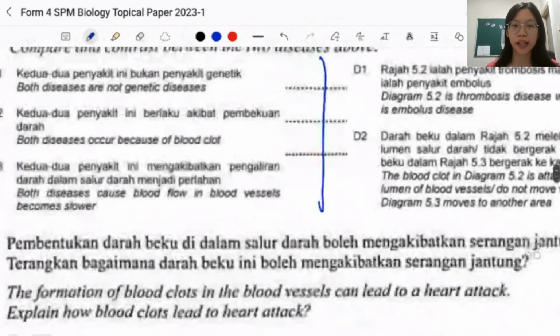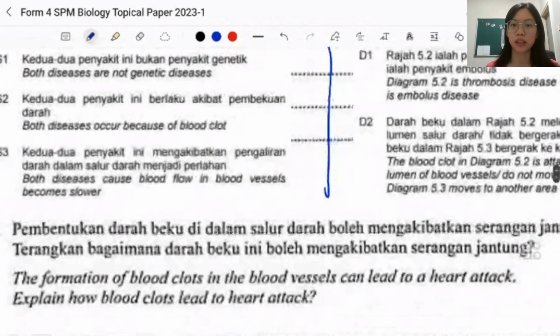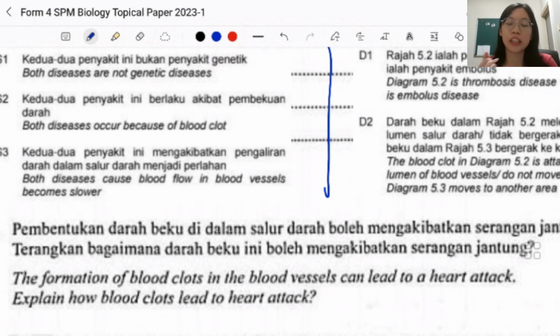Okay, and then moving on to the next question: the formation of blood clot in blood vessel can lead to heart attack. How? How can blood clots lead to heart attack? The reason is because your heart has a very important artery. I know the heart plays a role in transporting oxygenated blood throughout your body, it pumps blood, basically.